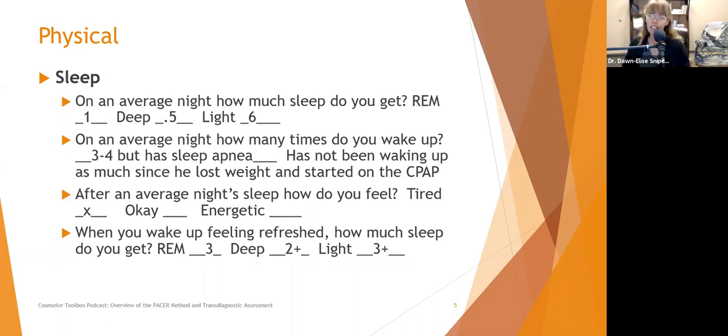On an average night's sleep, how do you feel? He says exhausted, tired. When he wakes up feeling refreshed, he has, according to his tracker, about 3 hours of REM sleep, more than 2 hours of deep sleep, and more than 2 hours of light sleep, which is great. We're still looking at about 8 hours here, and this is the ideal scenario. A lot of times people only get this on the weekends or on their days off or on vacations. It gives us some sort of guideline, though. When you feel your best, how much sleep have you gotten in each of those categories?